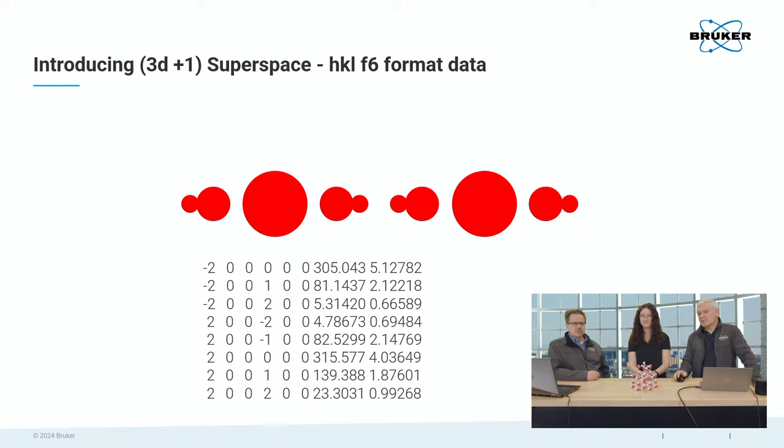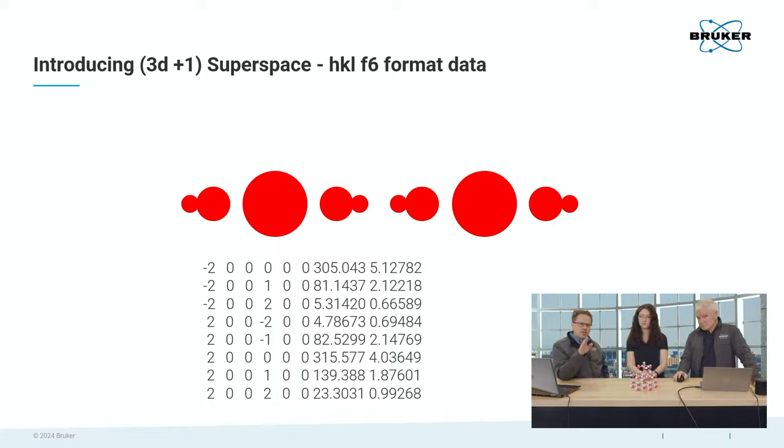So here's an example. When we introduce this new format, it's called an HKLF6 format, where we now have more indices. So we have HKL and then MNO, which means we just have positions for three additional vectors. Okay. So in our case, we only have one satellite, and then we have second order satellites. That's why in the fourth column we have zeros for the main reflections and ones and twos and negatives for the other reflections.